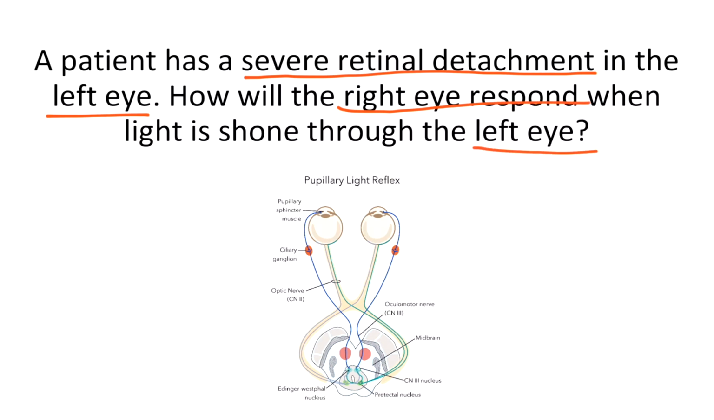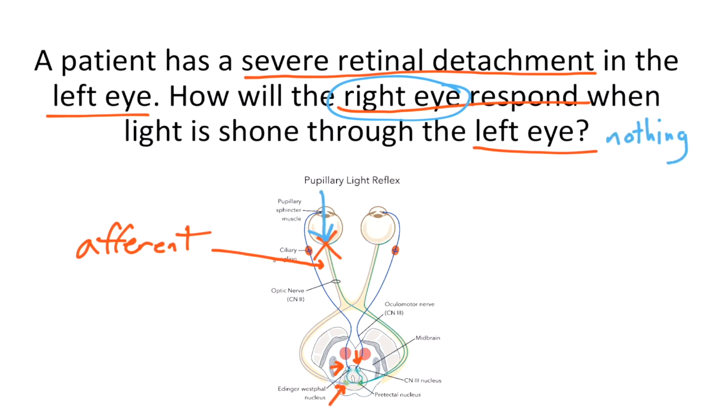Okay, so looking at this image, the patient has retinal detachment of the left eye. So we are thinking there is damage to the afferent part of the pupillary light reflex through that eye. And afferent is simply referring to the optic nerve, because the optic nerve is what carries the signal to the midbrain. So if the optic nerve is not sending the signal to the pretectal nucleus on the left side, then there will be no stimulation of the Edinger-Westphal nucleus on either side. So going back to our question, what will happen to the right eye when light is shone through the left eye? The answer is nothing, because neither pupil received the stimulus to constrict.